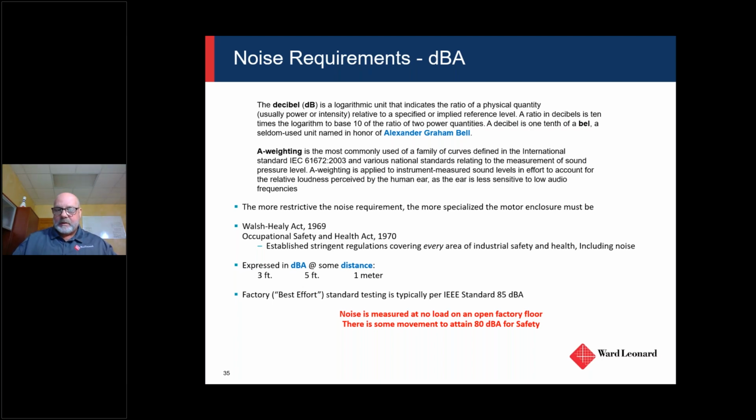Maybe a fan isn't the right application. Maybe you can't have an external cooling fan. Maybe we have to go with the TWAC design, something like that. So if you have a sound requirement, motors are designed to run at a specific sound, right? When you look down here at the best effort, typically the IEEE standard is 85 dBA, and that's usually where it's going to be. But if we need to get better than that, then we can help you.